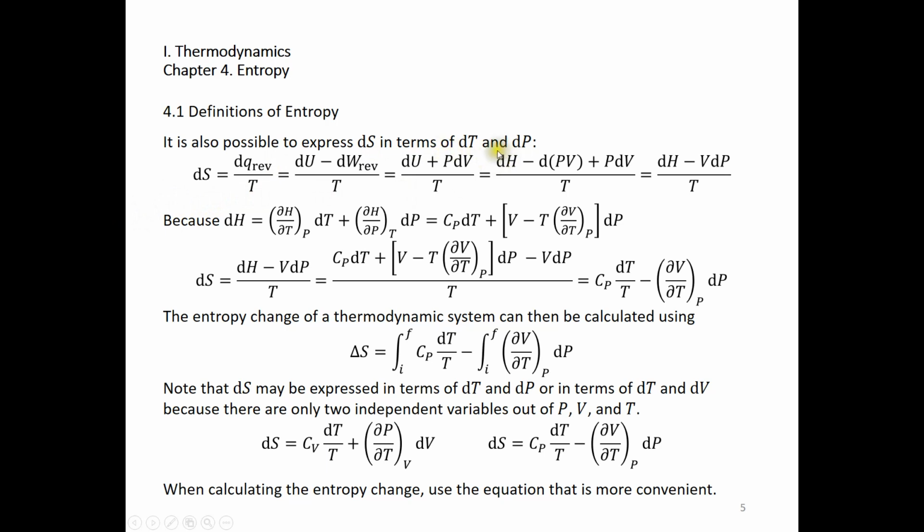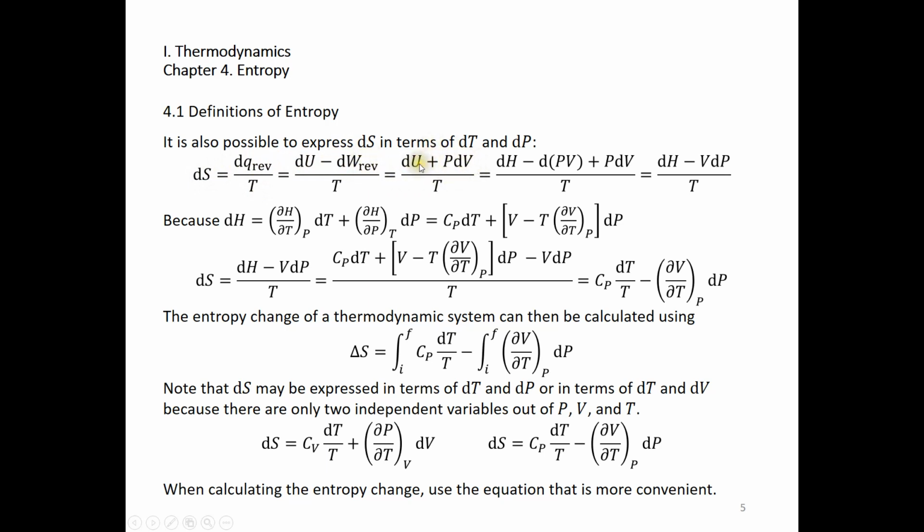Now let's look at this situation. What if we want to express entropy in terms of temperature and pressure? For example, in some cases, both the initial and final temperatures and pressures are given, and we would like to compute entropy this way. And then dS is dQ reversible over T, and dQ reversible is dU minus dW reversible. dW reversible is negative PdV. Now we have this equation.